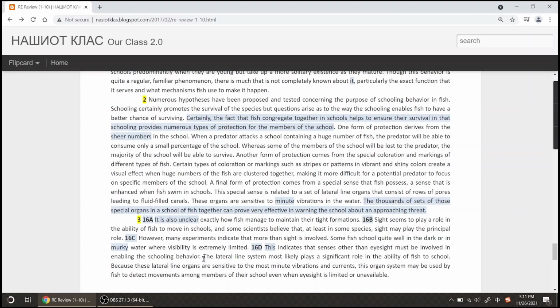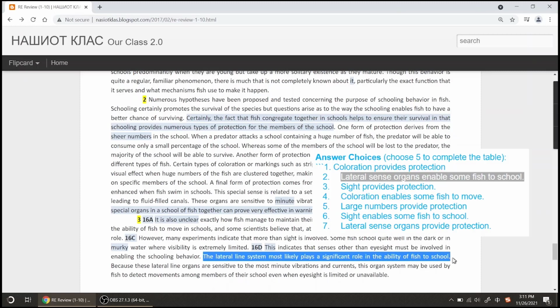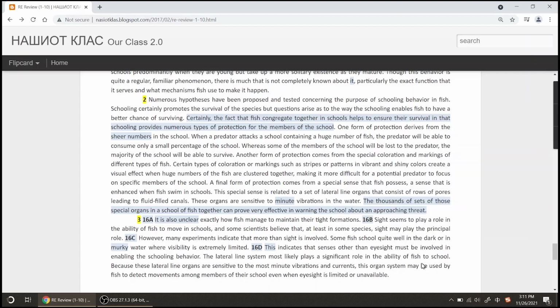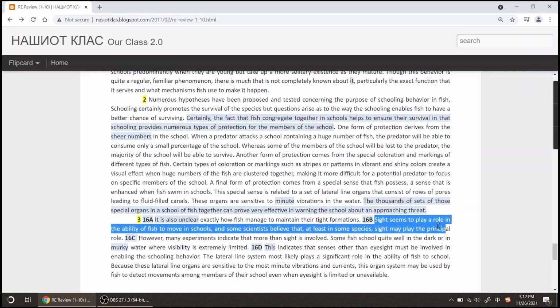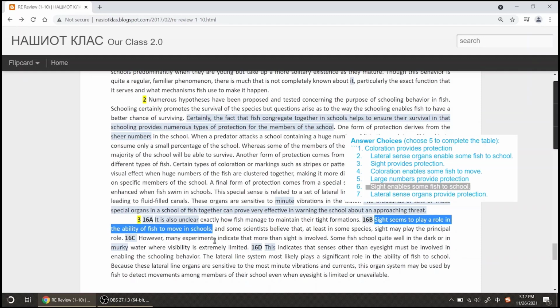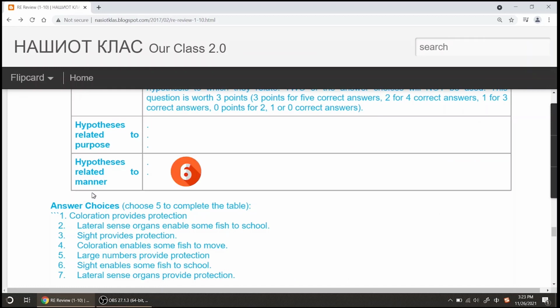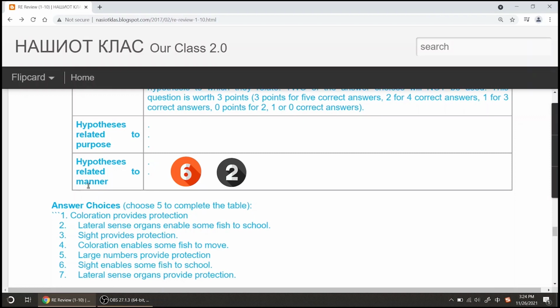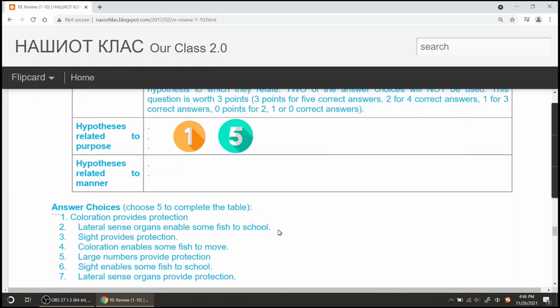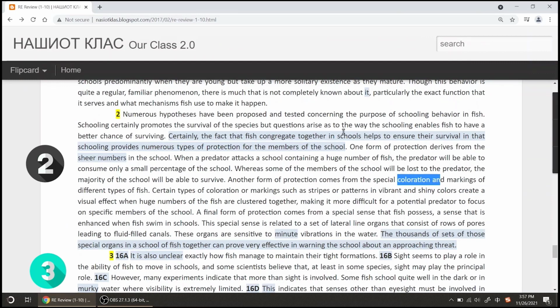From the third paragraph, we already find this sentence is related to answer number 2. Then skim through the whole paragraph. Use your mouse to guide you from sentence to sentence. This sentence, size plays a role in the ability of fish to move in schools. This says exactly like answer number 6. So number 6 and number 2 are the correct answers for the second table, manner hypothesis. Now we know number 1, 5, and 7 will be the correct answers for the table of purpose hypothesis. But we go to the second paragraph to double check.